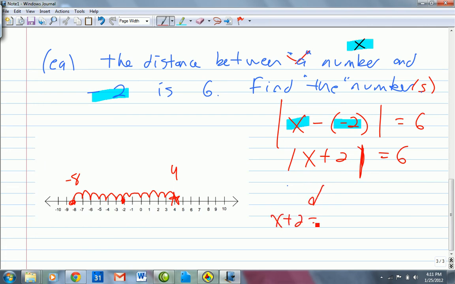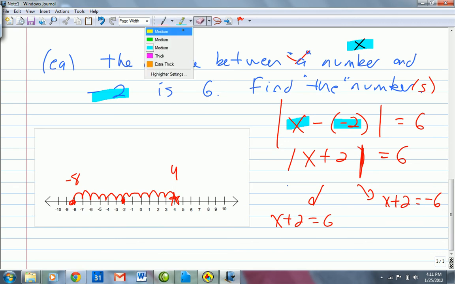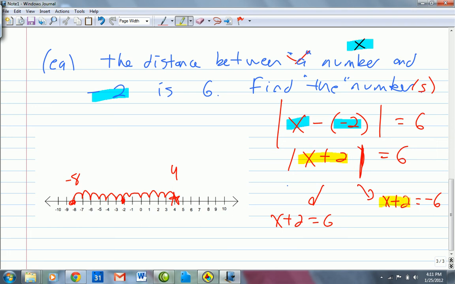Either x plus 2 can be 6, right? Or what if x plus 2 in its entirety were negative 6? So what if this little chunk in here turned out to be negative 6? Well, we take the absolute value of it and it would turn it back into 6 anyway. Okay, so we have two possible solutions. One where whatever we're taking the absolute value of is 6. The other where this x plus 2 is negative 6. So if I solve here, I get 4. And if I solve this, I get negative 8. Okay, and that's, of course, an OR statement.